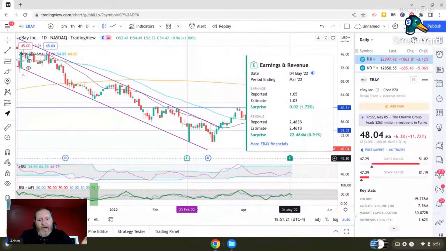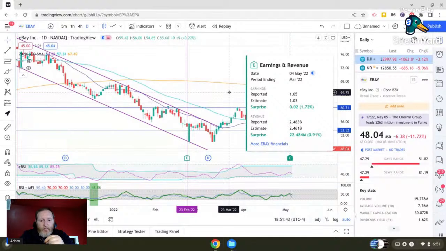eBay is not guiding for a very bright future. They did beat EPS by 2 pennies. They brought in $1.05 per share of EPS, and revenue is basically flat. They beat by 22 million. They brought in $2.48 billion.